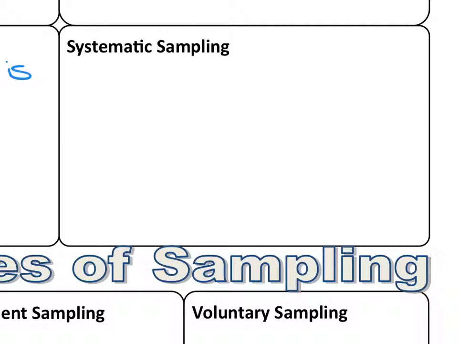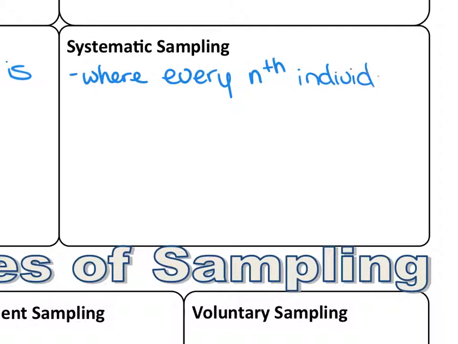Systematic sampling is done a lot in terms of manufacturing, or if you're going to knock on doors or call people. But it's where every nth person or thing, individual, is surveyed or is part of the sample.